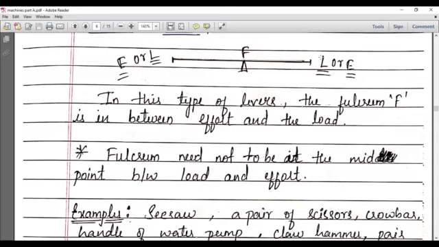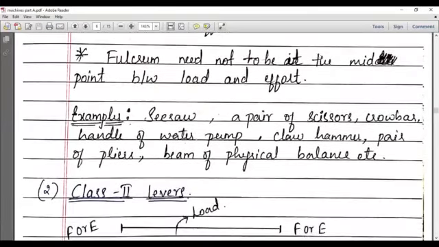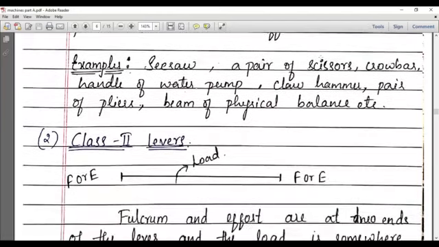For example, take the example of scissors itself. When you apply effort on the scissors, the direction of the load is same as the direction of the effort. Some examples are seesaw, pair of scissors, crowbar, handle of water pump, claw hammer, pair of pliers, beam of physical balance. These are the examples of class 1 lever.